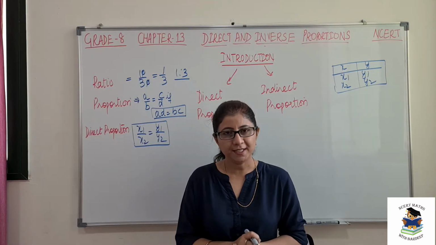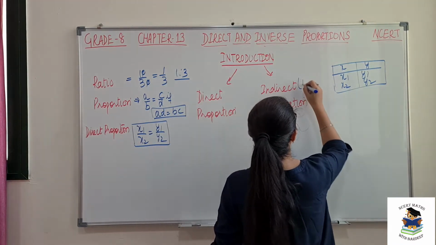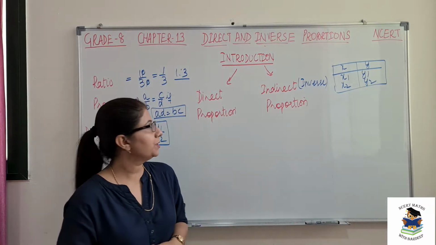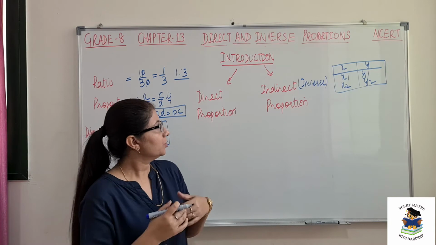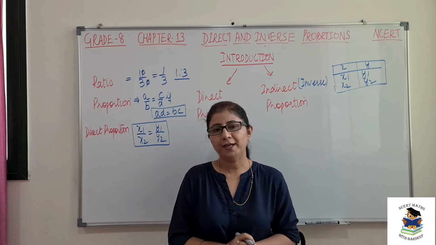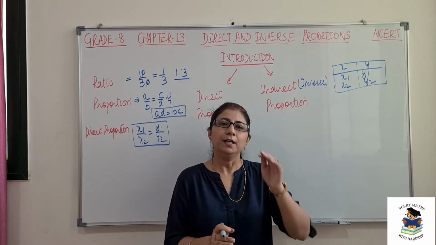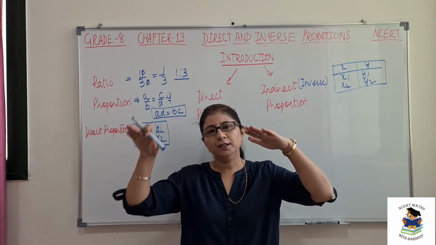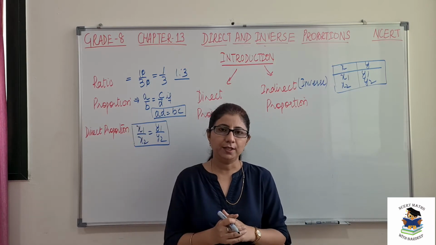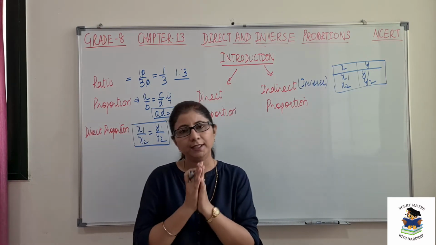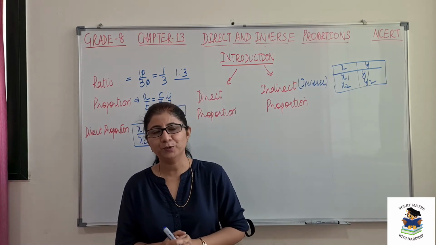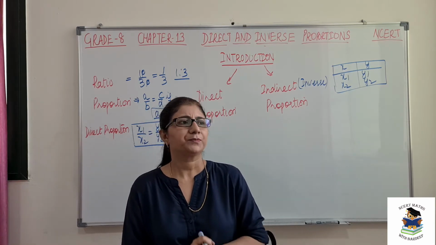So now let's see what is indirect proportion, or inverse proportion as it is given in your chapter. It is the same thing whether you say indirect or inverse proportion. Inverse proportion is just the opposite of direct proportion, in which if one quantity is increasing, the other one will decrease, or if one quantity is decreasing, the other one will increase. If both quantities are going in opposite directions, then we can say that these quantities are inversely proportional. So let's see a few examples.